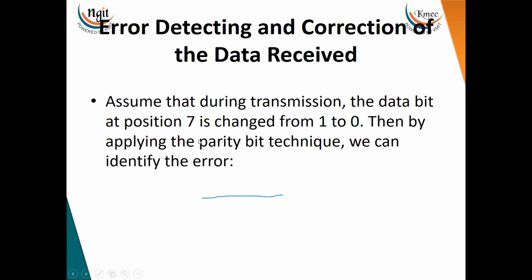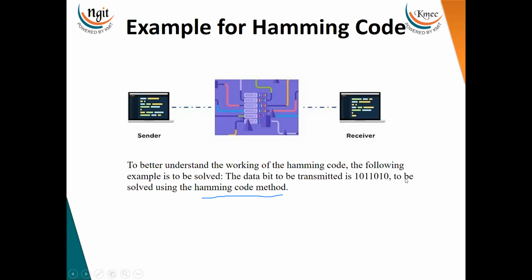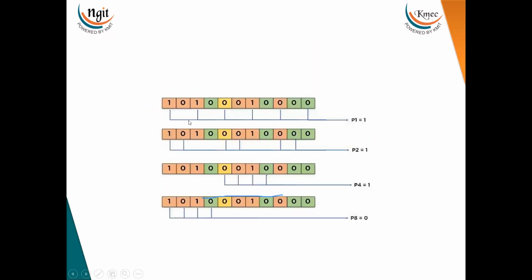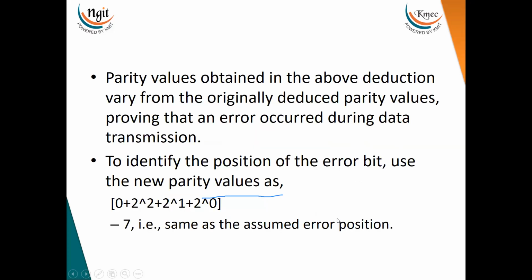See here, we should take this value here. Now I have taken that value. Then we have to add the parity bits. Then finally we can get the finalized value. And now the parity values obtained in the above deduction will vary from the originally deduced parity values, and this proves that an error occurred during the data transmission.